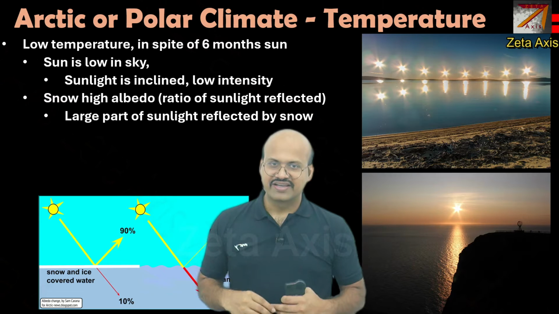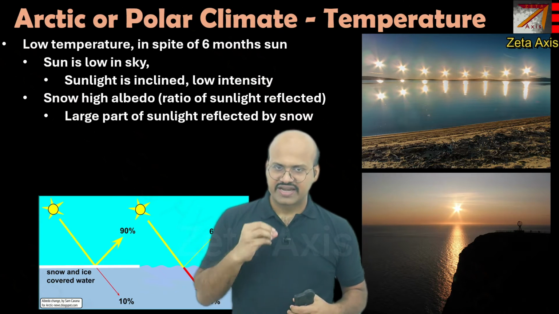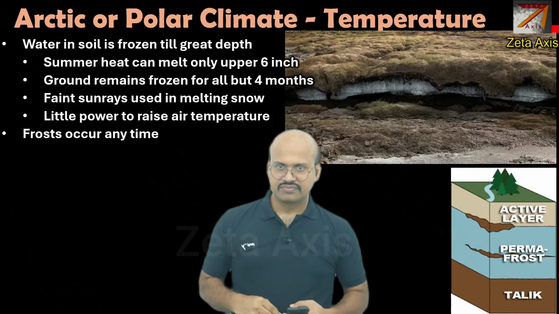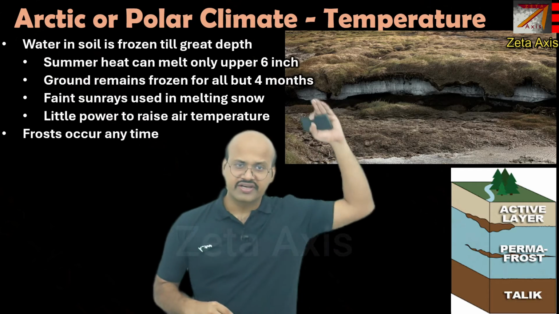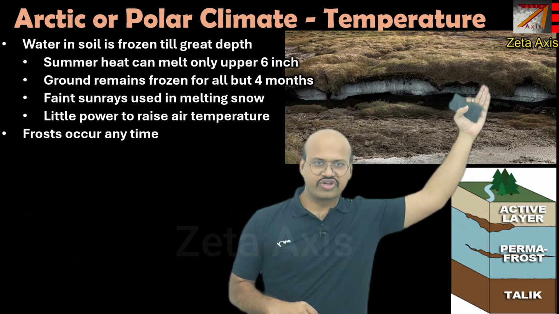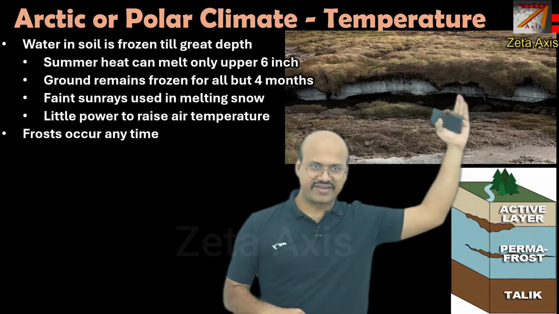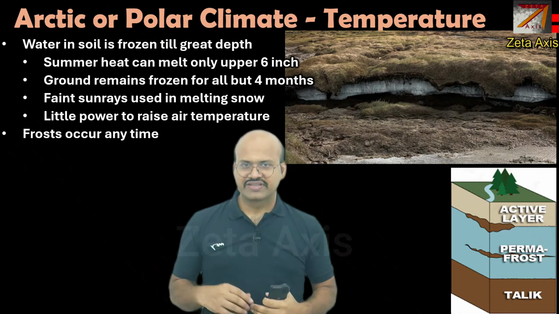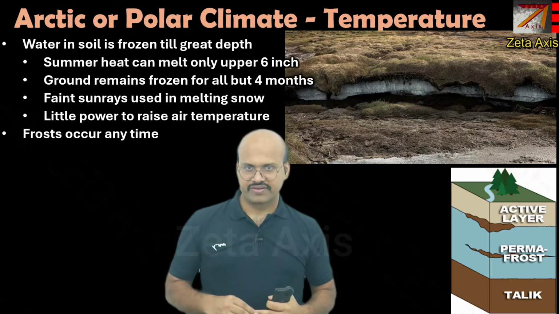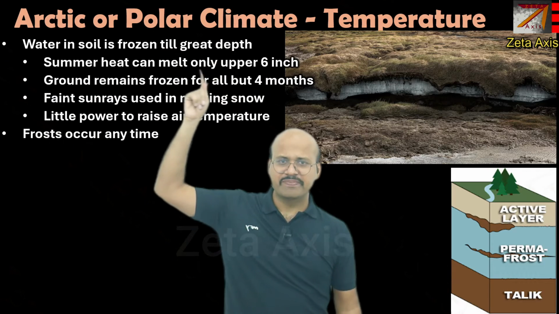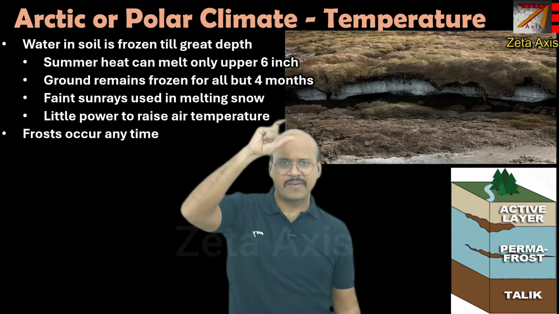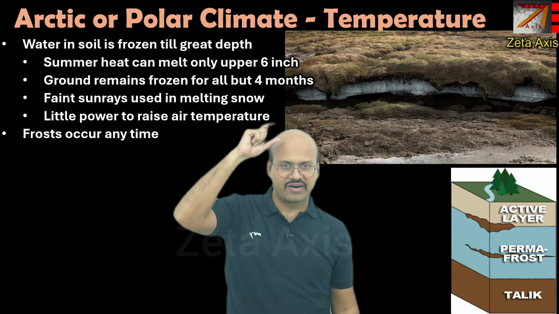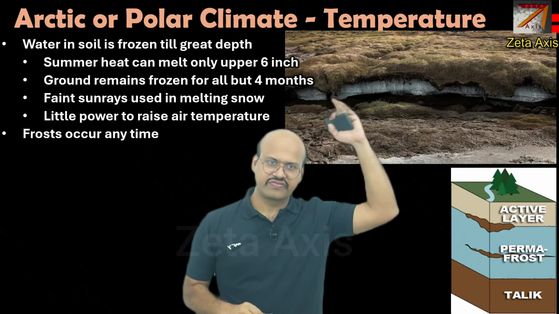That is why the intensity of the sunlight decreases over here. Moreover, the water in the ground is frozen. You can see this frozen layer. This is ice. This is the groundwater which freezes because of the very high winter over here. Summer heat can only melt the upper 6 inches. So only the upper 6 inches melts in the summer. The rest of it remains frozen.